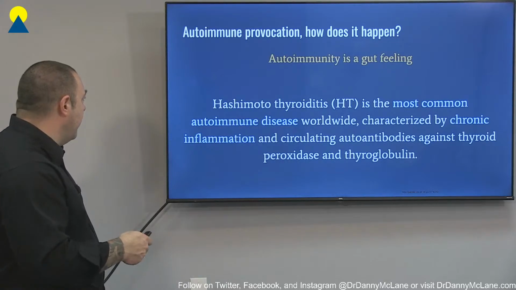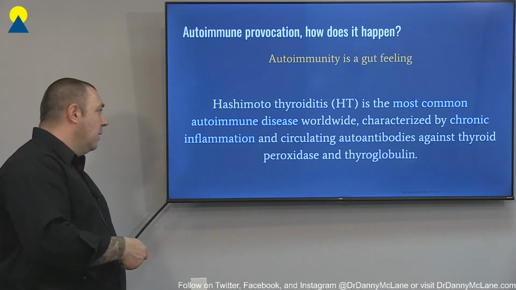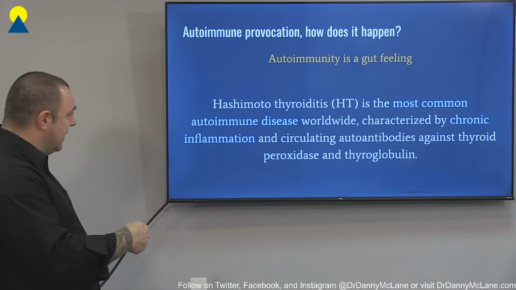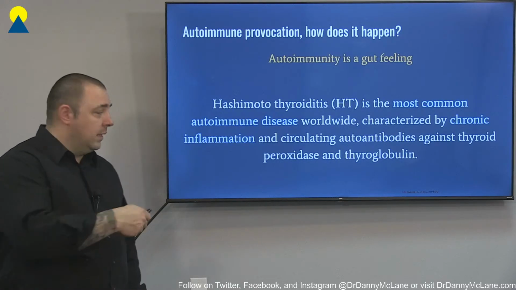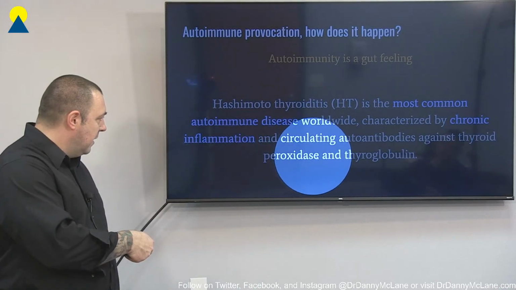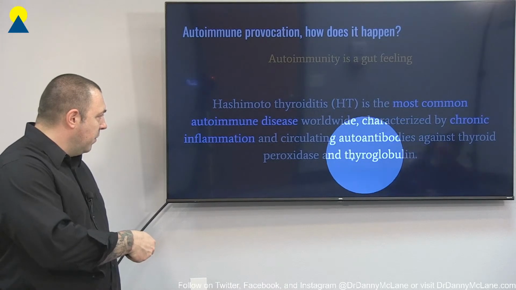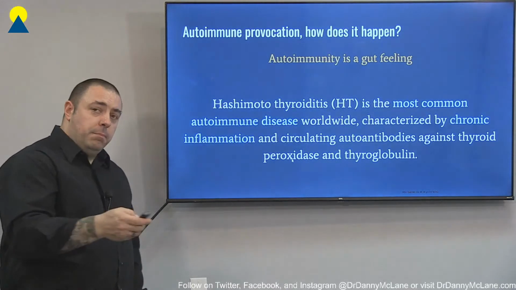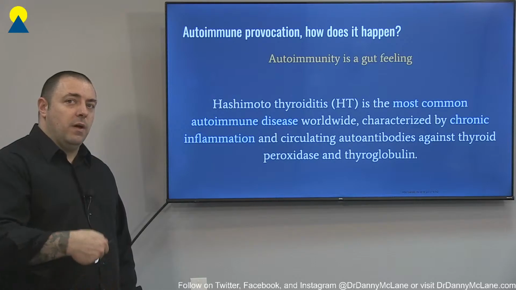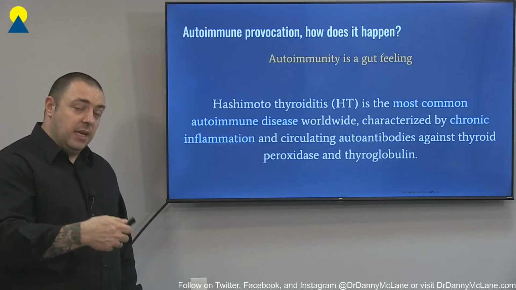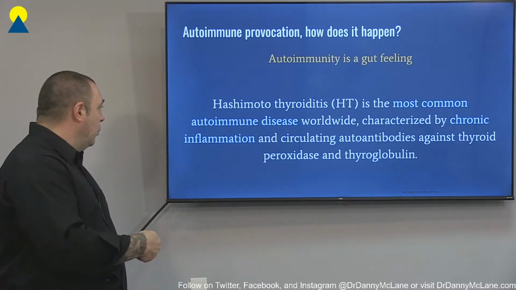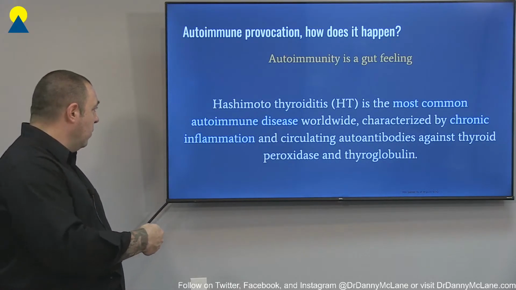Hashimoto thyroiditis is the most common autoimmune disease worldwide, characterized by chronic inflammation and circulating antibodies against the thyroid, against thyroid peroxidase and thyroglobulin. One's an enzyme, as you can tell by the "ase"; peroxidase is an enzyme. Globulin is a blood component. Both of these things circulate in your blood. They're proteins. They have a specific pattern that is recognized by your immune system. If you have these things in a highly inflammatory environment all the time, it is possible that one could create antibodies against them, which is exactly what we're talking about here with Hashimoto's.